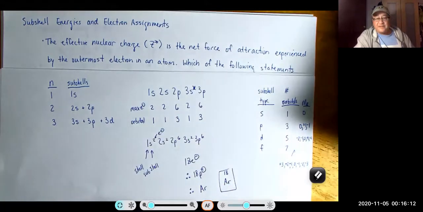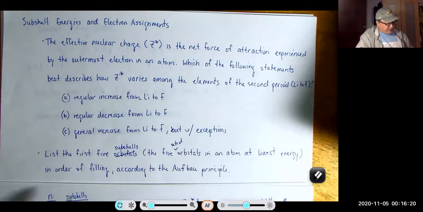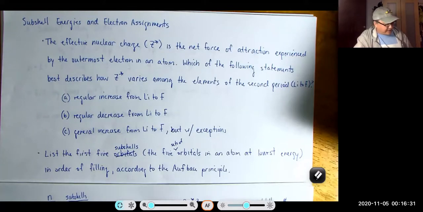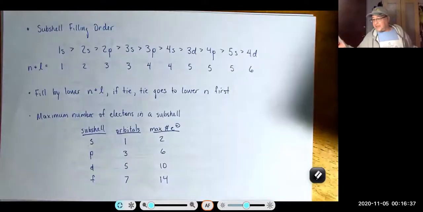So what's really neat about these electron configurations is that if you can count electrons, you know what element it is. Okay, so that's the first 5 subshells going from most stable, so they say lowest energy, to highest energy. Okay, so let's put that off to the side.